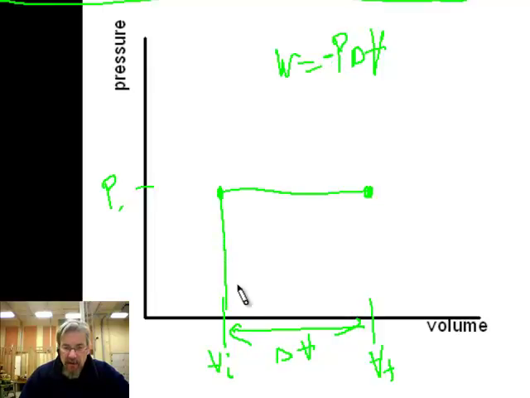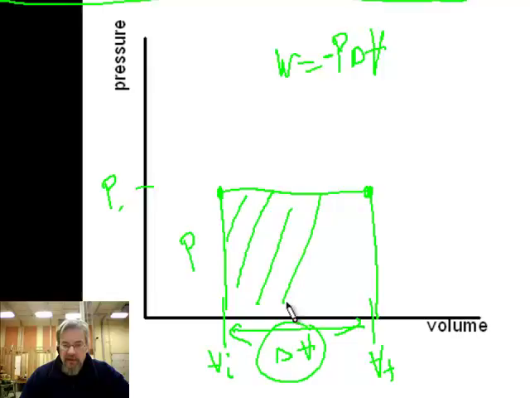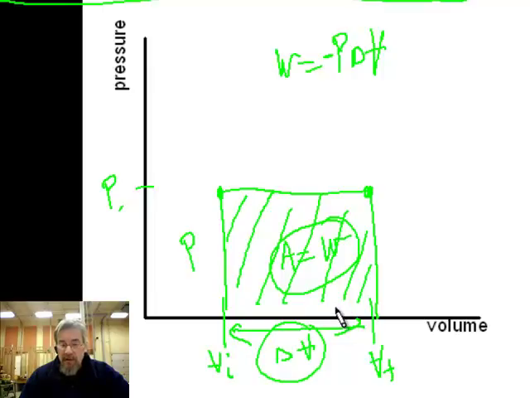Look at this rectangle. This rectangle has a height of P and a length of delta V. So the area of this rectangle, the area under the graph, essentially, is equal to work. So on a pressure volume diagram, we can see from this simple rectangle that the area under the pressure volume curve, that's equal to work.